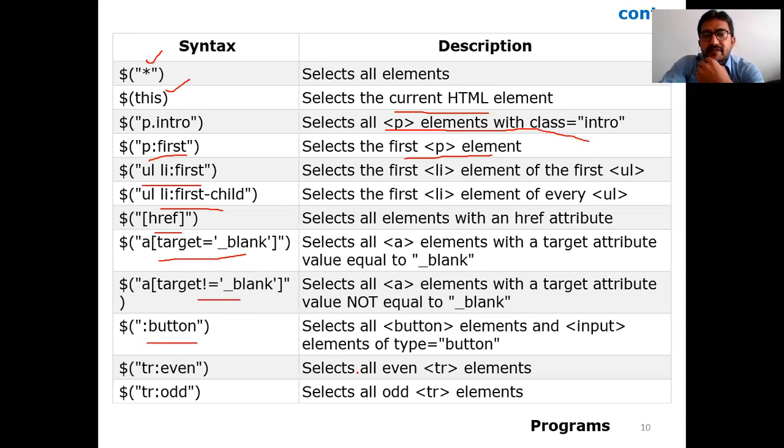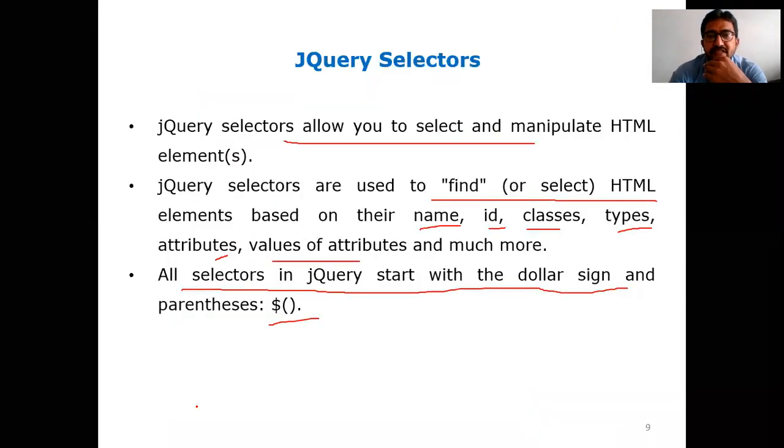And tr even: in a table we have rows, right? For that tr, it selects all even trs. For example, if you have 10 rows in a table, all the evens means the second row, fourth row, sixth row, eighth row, 10th row will be accessed. If you want to access the first row, third, fifth, seventh, ninth row, you can use tr colon odd. So like this, we can use any number of different selectors. What are these selectors? The selectors start with dollar followed by the parenthesis.